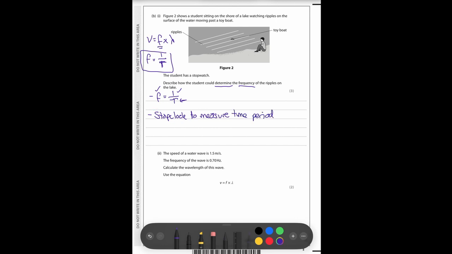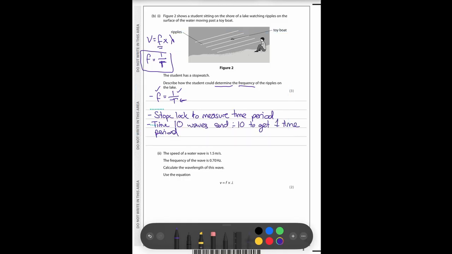Now the next thing is always a method, something sensible, some kind of detail. So what's the sensible thing that I'm going to be saying here? Well, I'm not just going to measure it once. The detail that I'm going to add in there is I'm probably going to measure like 10 time periods or something like that. So I'm showing the examiner that I know I'm going to count the time period for 10 waves or something like that. So I'm going to say time 10 waves and divide by 10 to get one time period.